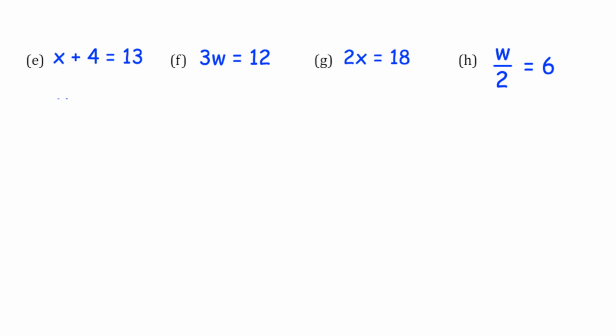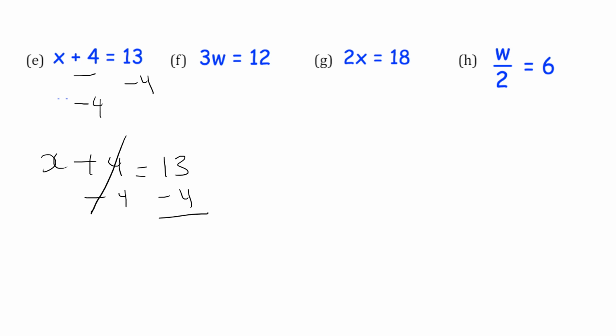x plus 4 equals 13. We know what the operation is. We know what's going on. It's adding. We're adding 4. So we have to do the opposite, which is minus 4. And remember, if we do it to one side, we have to do it to the other side. So that becomes x plus 4 equals 13 minus 4, they cancel out, and this minus 4, x equals 13 minus 4, which equals 9.